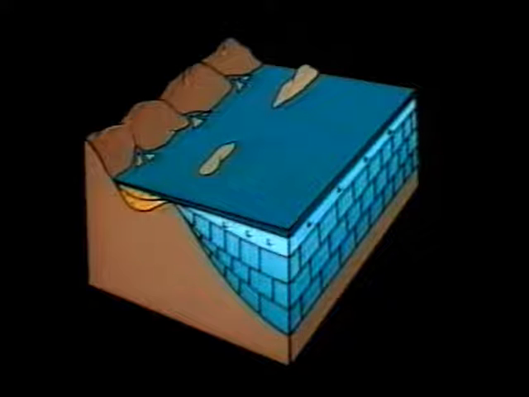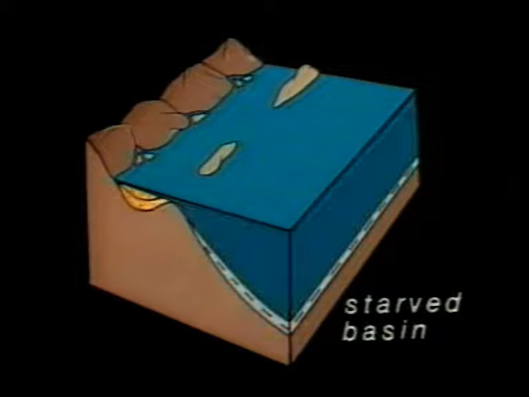Basins that develop far from terrigenous sources of sediment, or that are isolated from them by topographic barriers or sills, may contain abundant carbonates or evaporites, depending on the paleoclimate. They may also be starved basins, filled mainly with water and receiving very little sediment.